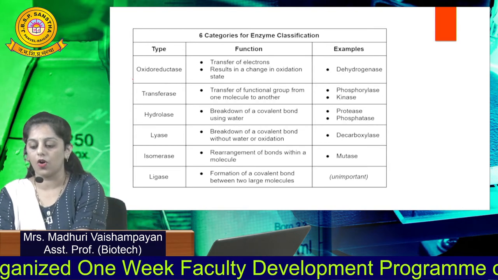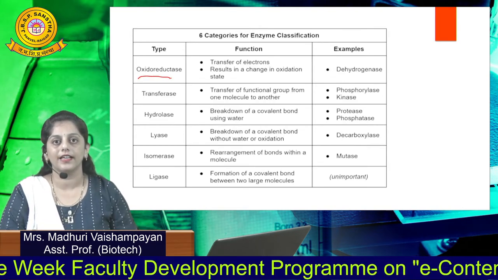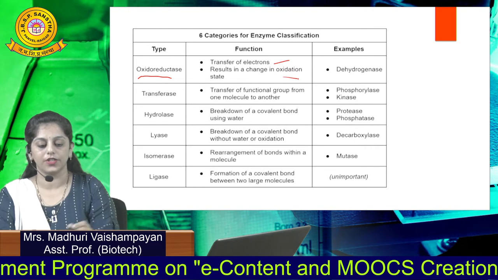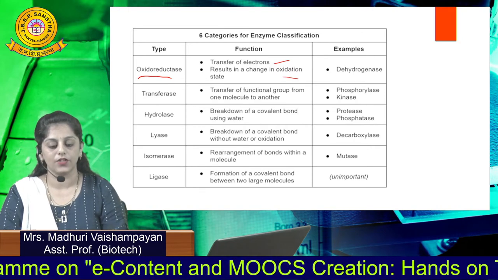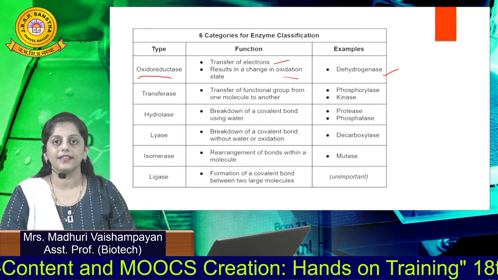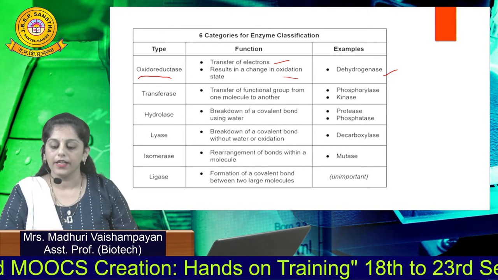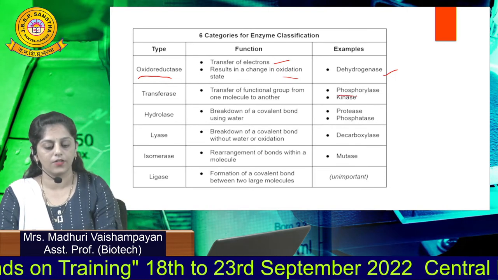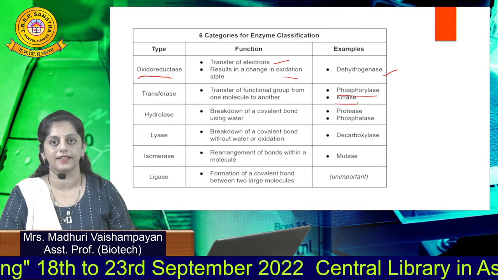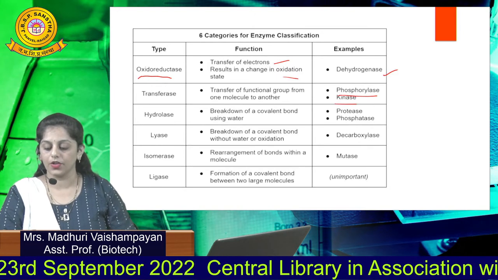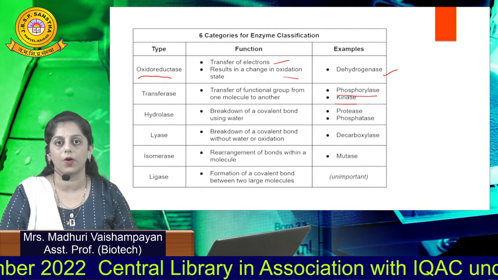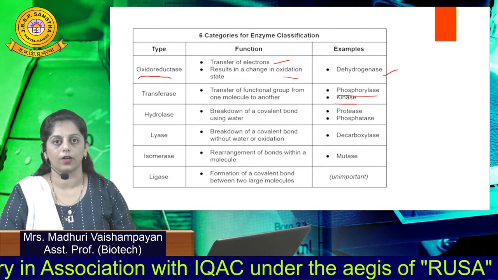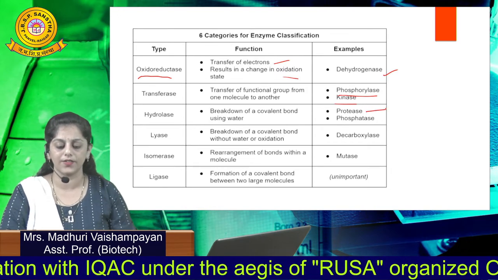If you consider the class oxidoreductases, they are responsible for transfer of electrons, which results in a change in oxidation state. For that, the example is dehydrogenases. The second class is transferases, which transfer a functional group from one molecule to another molecule. For that, the best examples are phosphorylases and kinases. The fourth one is hydrolases, which are responsible for breakdown of covalent bonds with the help of water. For that, the example is proteases.